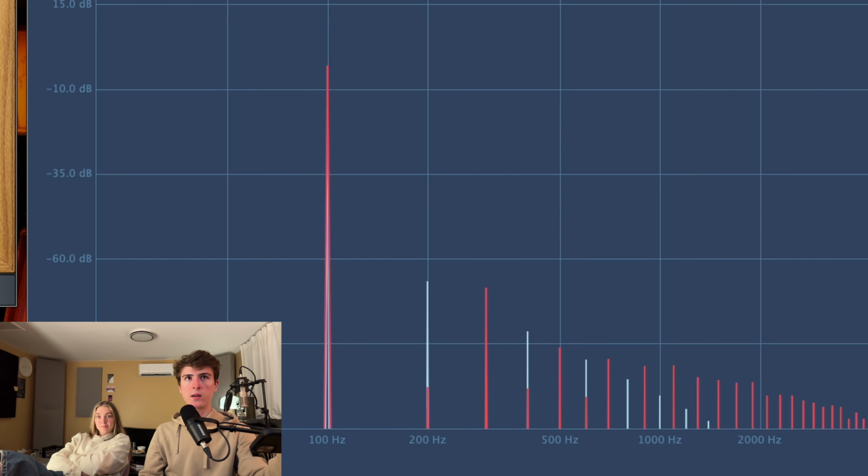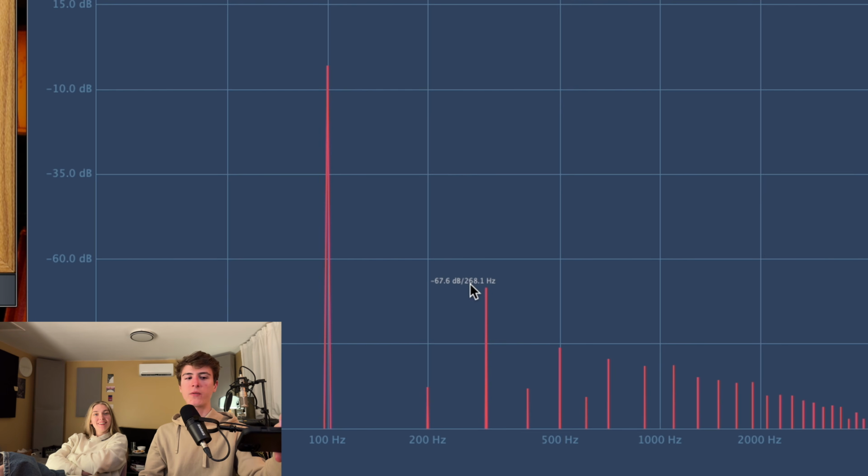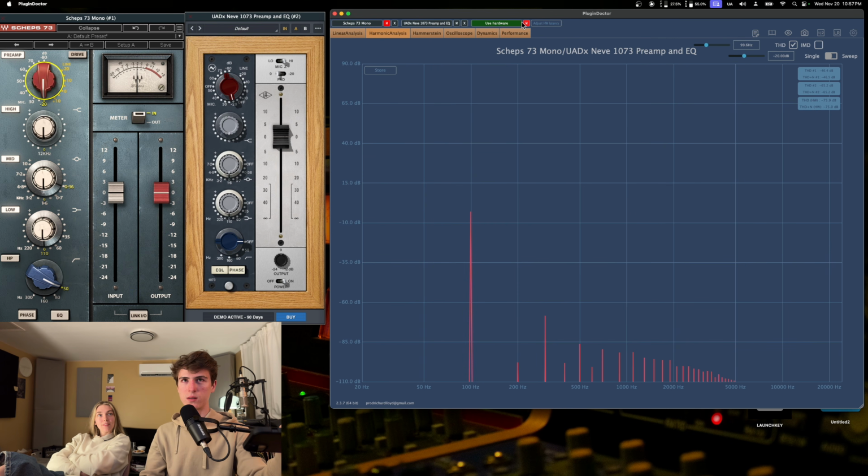Let's check the UAD. Okay, so we have a little even, more odd, a little even, more odd, a little even, more odd. The difference in volume here, negative 3.5 to negative 97. What? Okay, but if I remember correctly from the last video, this is a lot more accurate to the hardware than what we just saw with the Waves.